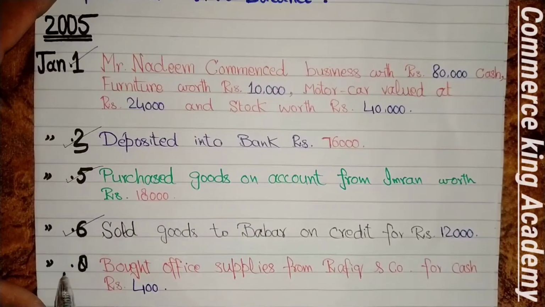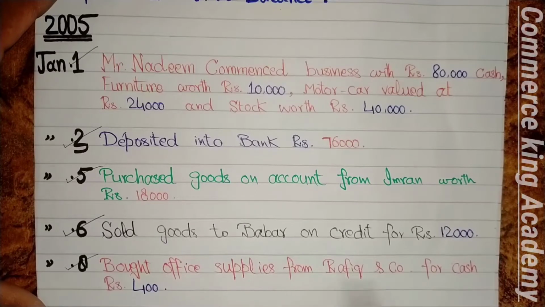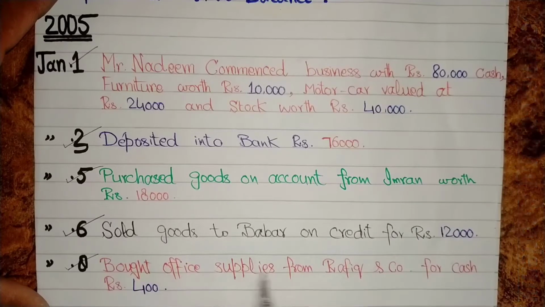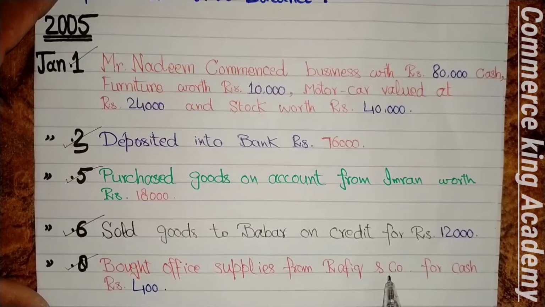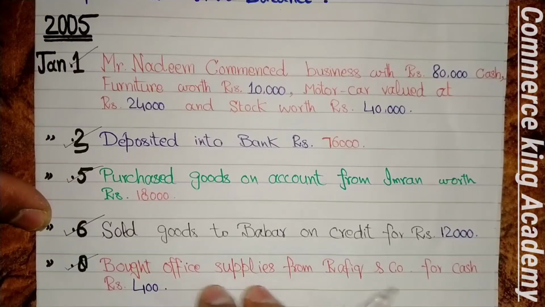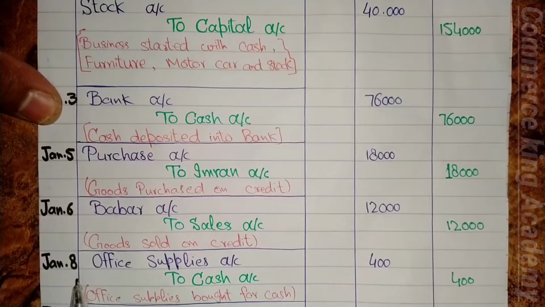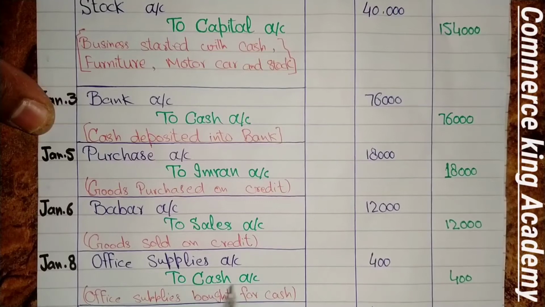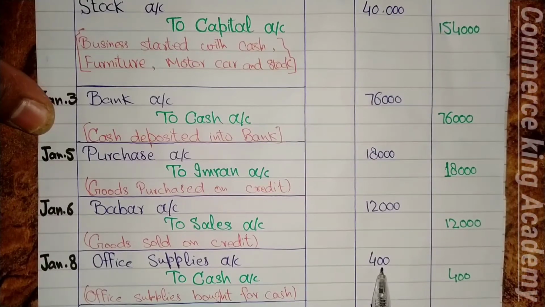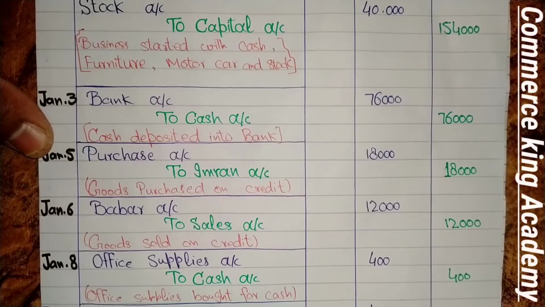Next transaction held on Jan 8th, which is bought office supplies from Rafiq and Company for cash amounted 400 rupees. Understand here the comprehension of this statement, which is bought office supplies from Rafiq and Company. So Rafiq and Company is the supplier of the business, which has to supply the office supplies to the business. This is the journal entry, which is Jan 8th. Office supplies account debit to cash account credit 400 rupees debit and 400 rupees credit with description or details of journal entry: office supplies bought for cash.